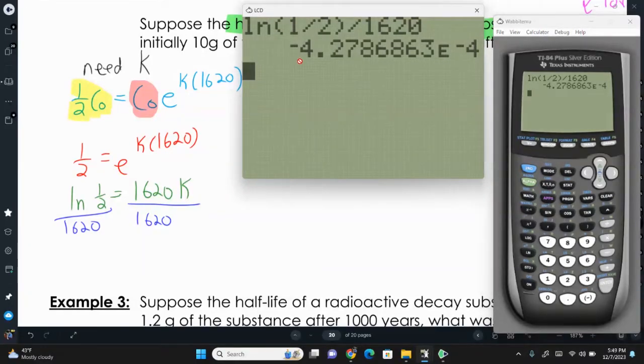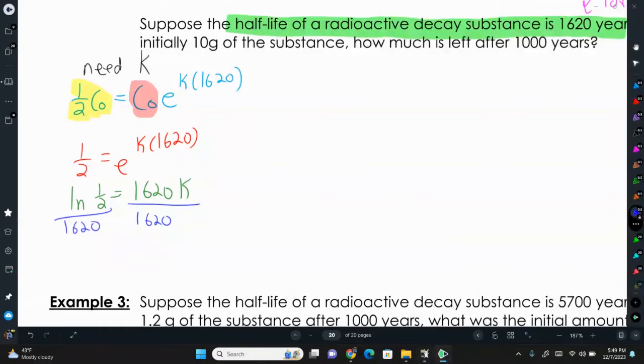So what that means is I move my decimal to the left 4 times. So I move it once, and then if I move it 3 more times, that means I'm going to have 3 more zeros. 1, 2, 3. So this is really equal to negative 0.00043.